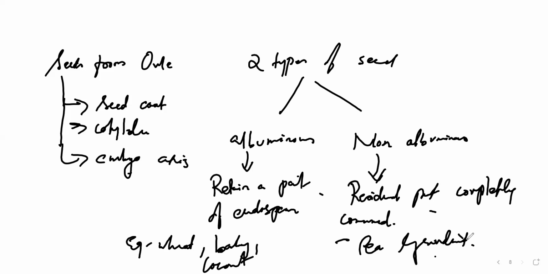But apart from these two, there will be some seeds where, instead of the remnants of the endosperm, there will be a remnant of the nucellus. For example, if you take any spice like black pepper, in that black pepper you will see the remnants of the nucellus. Instead of the endosperm, nucellus remnants will be present. And that particular part is called perisperm. You will find this especially in black pepper-like things.